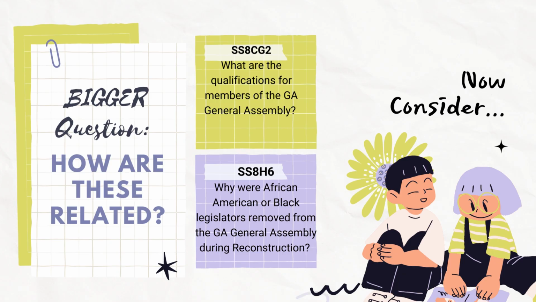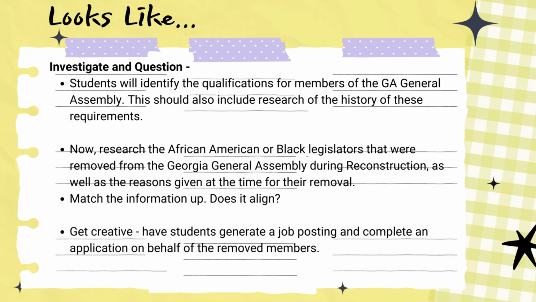So, if we're taking a look at Civics and Government Standard 2, asking the big question of what are the qualifications for the members of the Georgia General Assembly? Moving on to the Reconstruction Standard, why were African American or Black legislators removed from the Georgia General Assembly during Reconstruction? But here's the bigger question, folks. How are they related? Are they related? So here's what I would propose.